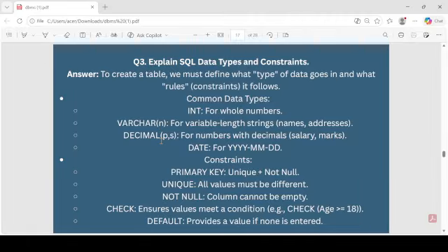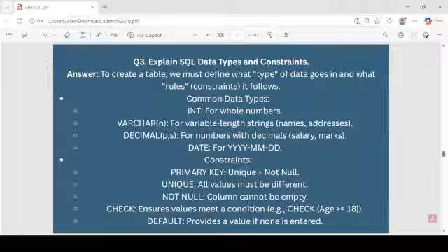Decimal (p, s) is used for a number with decimals, like salary, marks, etc. For date we have YYYY, MM and DD. So this is the format which is used for date. These are the data types.